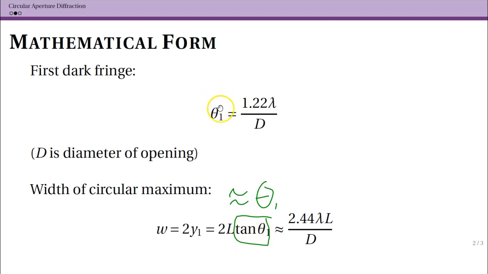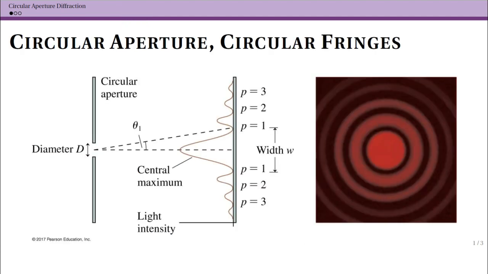So basically, because theta 1 is given by this, we plug this in here, and now you get that the width is given by lambda L over D, where L is the distance between your aperture and the screen, and D was the diameter of your aperture. So this is pretty reasonable to use most of the time. These angles are pretty small, similar to how our single slit diffraction angles were small. So again, that will give you the width, which is basically the diameter of this circle.